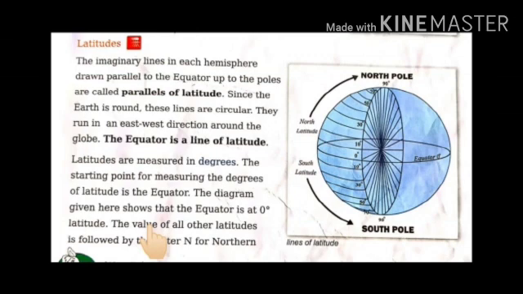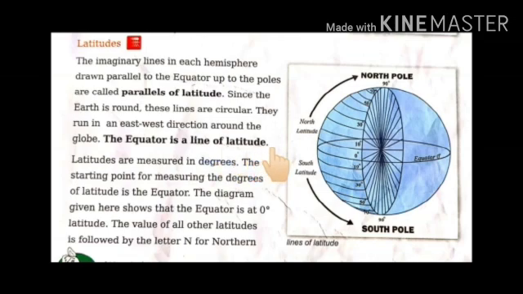Now children, let's start reading about latitude. The imaginary lines in each hemisphere drawn parallel to the equator up to the poles are called parallels of latitude. Since the earth is round, these lines are circular. They run in an east-west direction around the globe. The equator is a line of latitude.